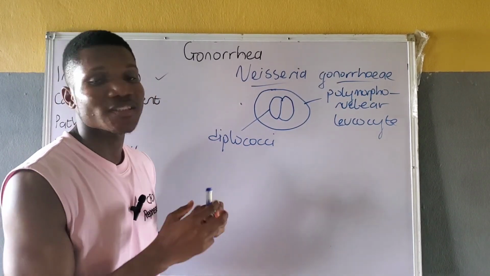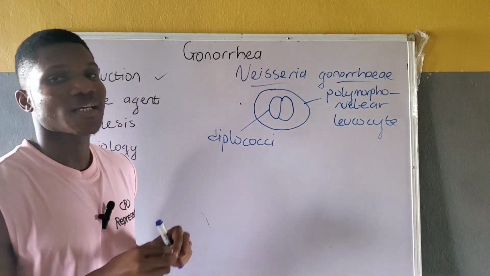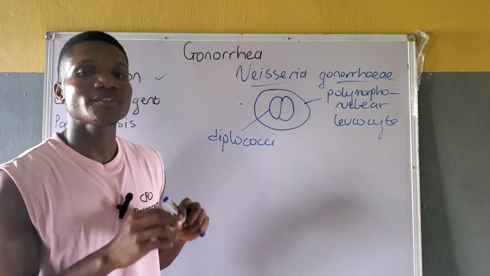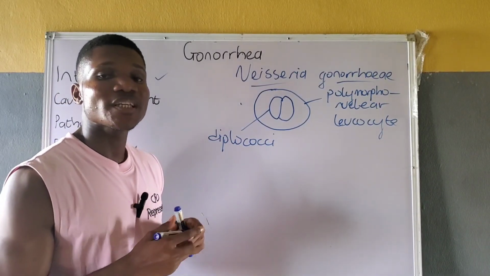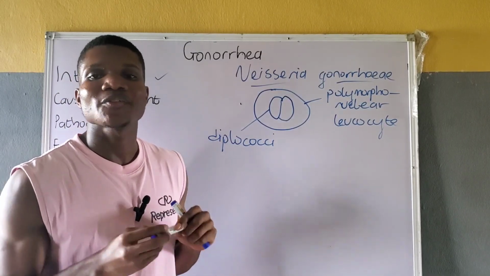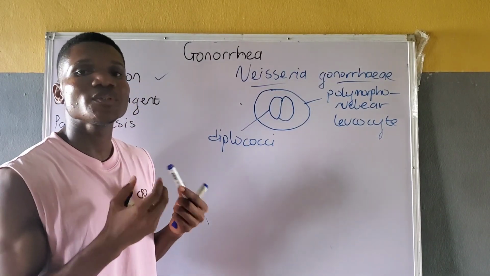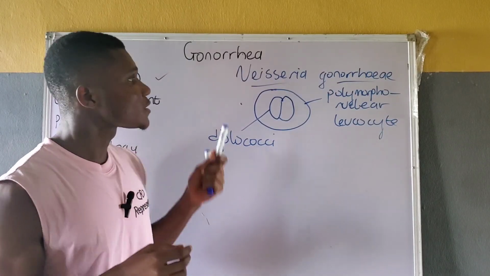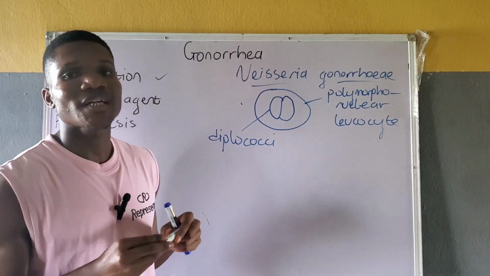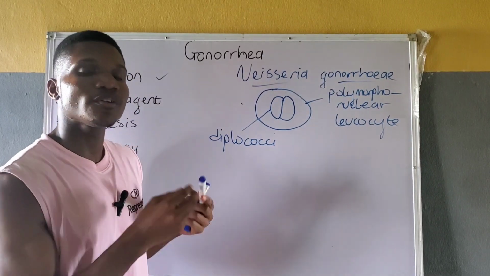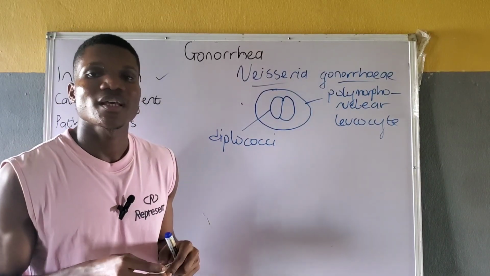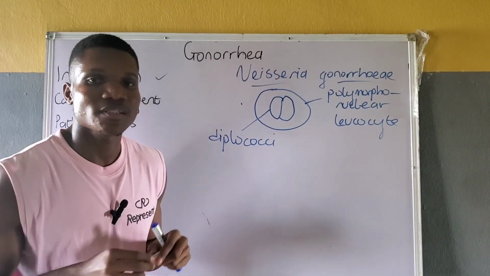Neisseria gonorrhoeae, of course, is gram-negative and it is non-motile. It is aerobic and capnophilic, in the sense that it thrives in environments with increased carbon dioxide. Also, it ferments glucose and not maltose. This is a distinguishing feature that differentiates Neisseria gonorrhoeae from its counterpart, Neisseria meningitidis, which has the ability to ferment both glucose and maltose. Neisseria gonorrhoeae is non-spore forming and it is also non-encapsulated.